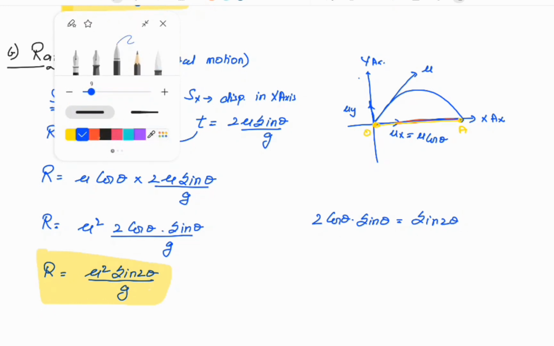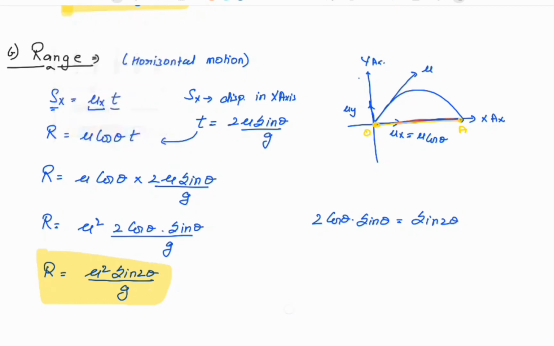Remember this: when we are calculating the range, we have discussed the horizontal motion and we have taken this time. Why? Because this is the time for which the ball was in air. This is the time for which the ball covered a distance from O to A. This is the time taken by the projectile to reach from point O to A, and this much distance the projectile has covered.